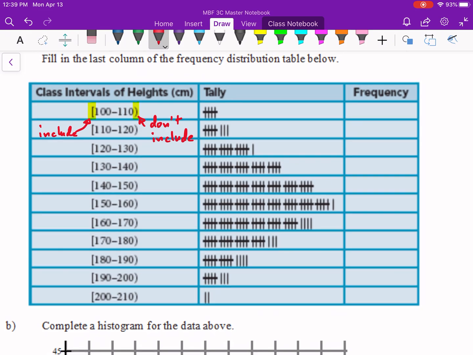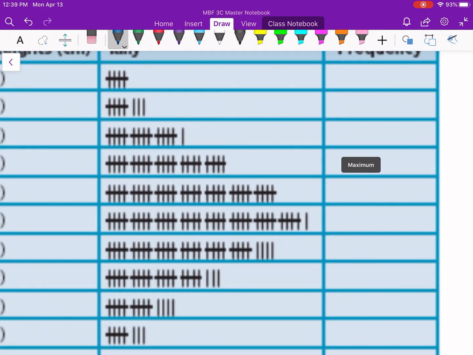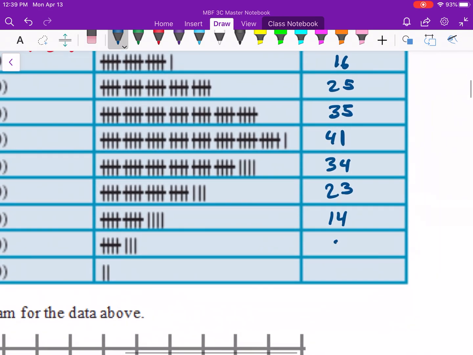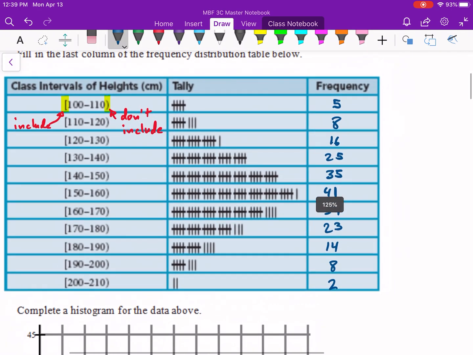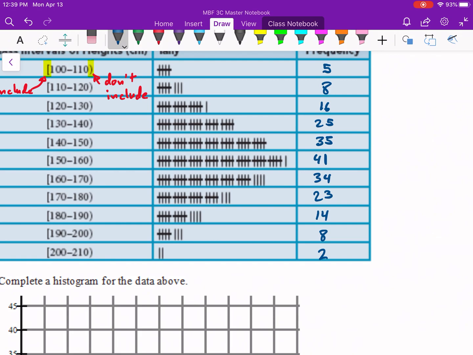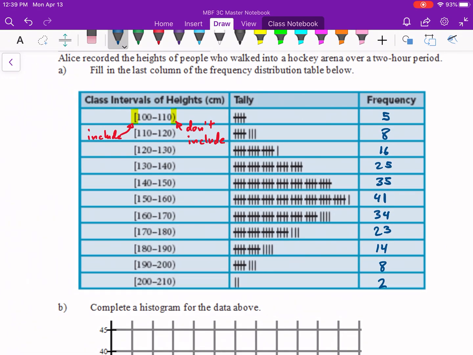Tally charts are easy to add up if we do them in groups of 5. So we've got 5 here, then 8, 16, 25, 35, 41, 34, 23, 14, 8, and 2. And then we could easily get the total if we wanted, just by adding up all the numbers in that column. So that's one way of gathering data.